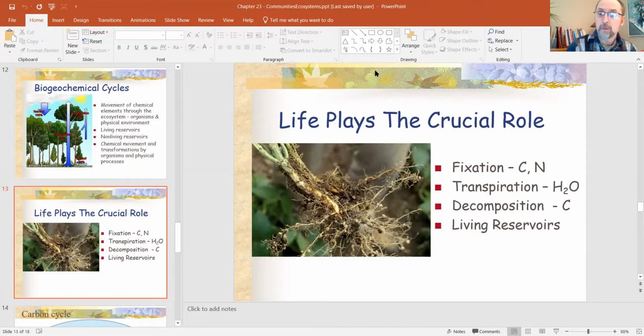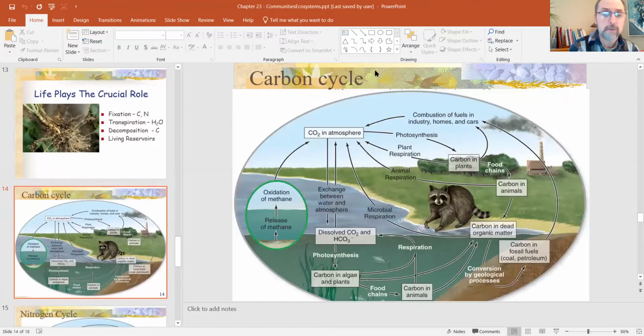Plants can also put water back into the air, and they can decompose other organisms so that they can release carbon. And so these are really, really crucial things. We're going to talk about these cycles like the carbon cycle or the nitrogen cycle when we talk about human impacts. And so I just wanted to mention those.